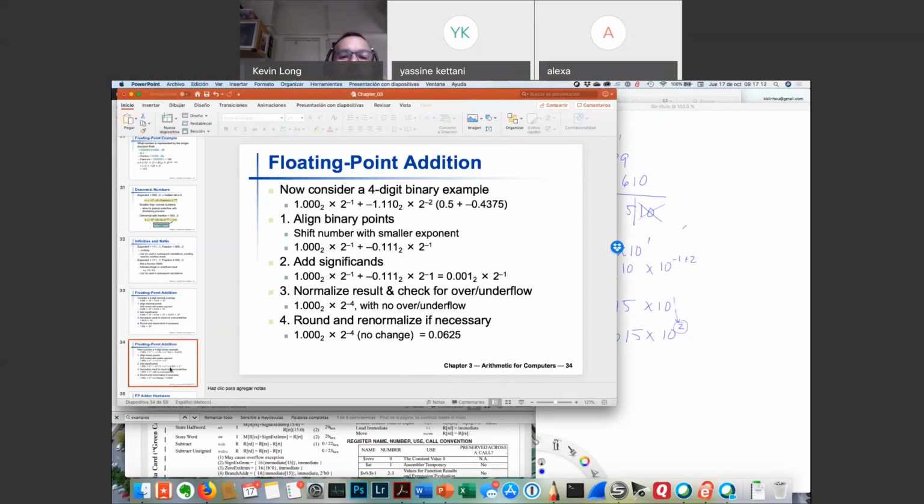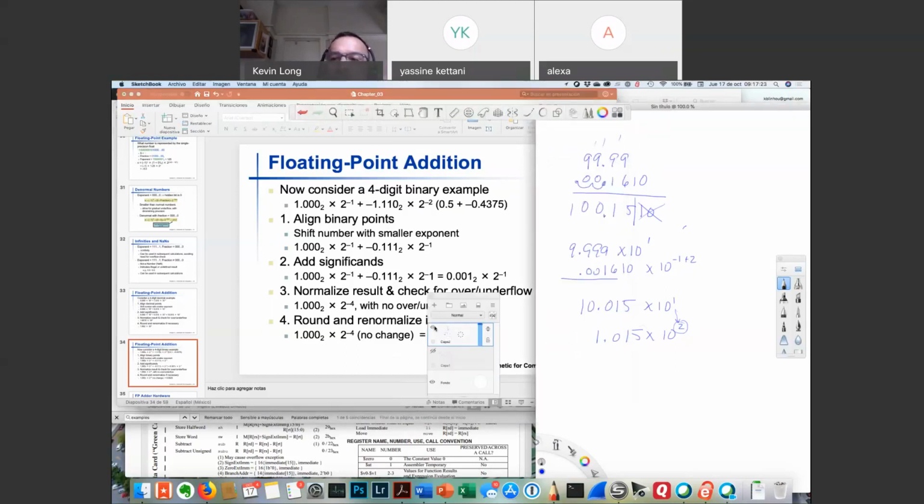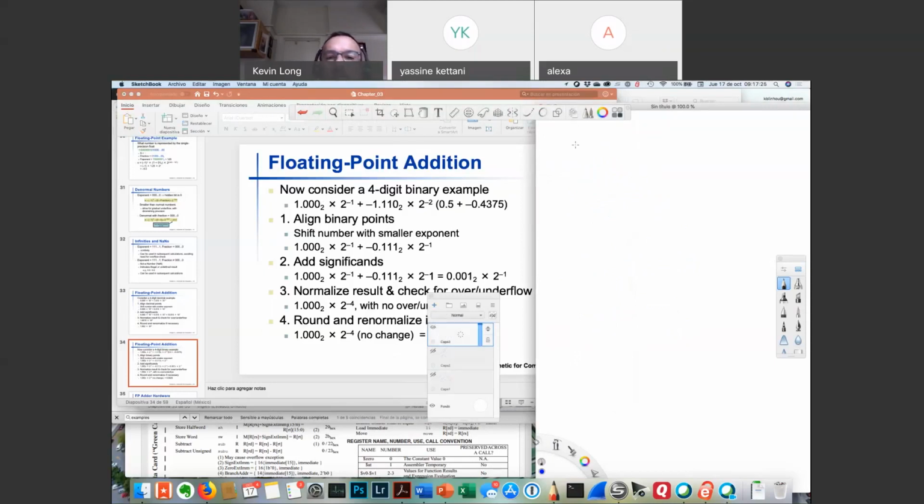Okay, so now if we take a look at a little more complicated example, and this time we're going to do it in binary. So let me clear this off, and we'll try doing one this way. In binary, what they gave us was 1.000 times 2 to the minus 1. Wanted us to add to that a negative 1.110 times 2 to the minus 2.